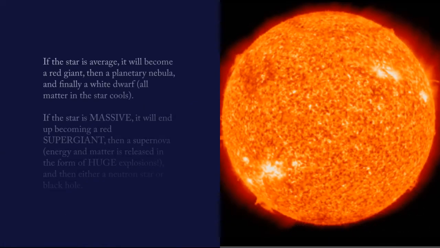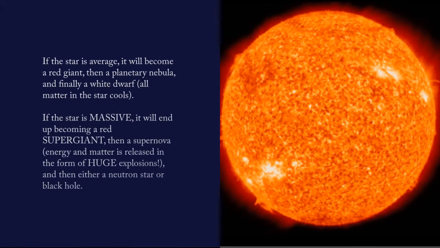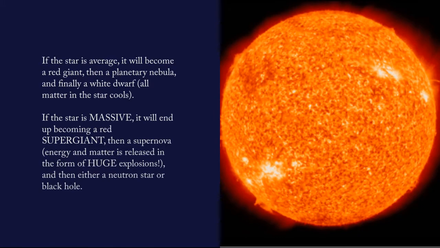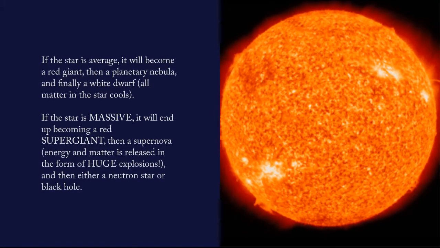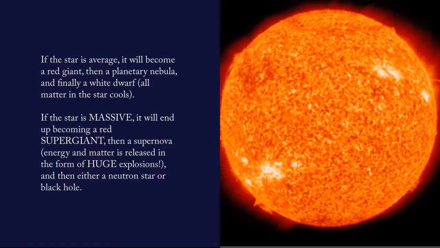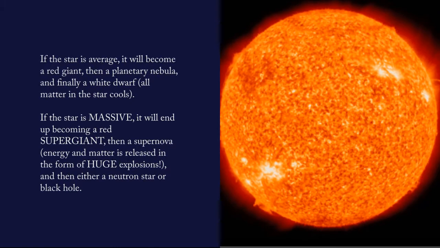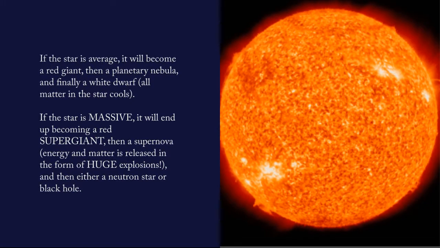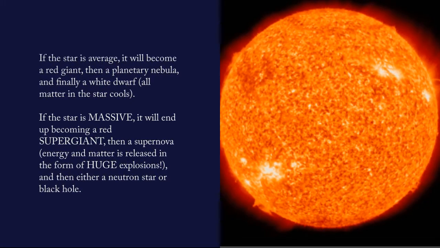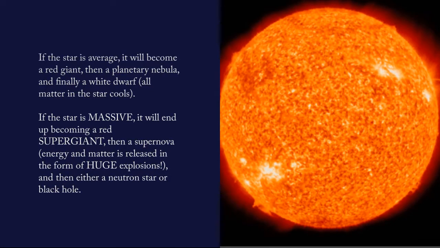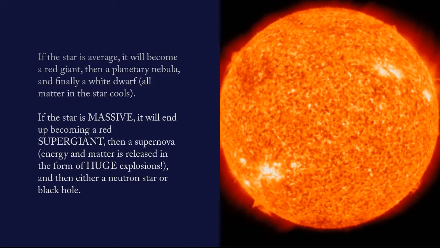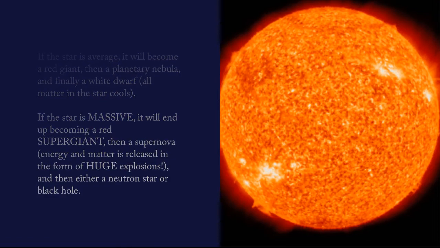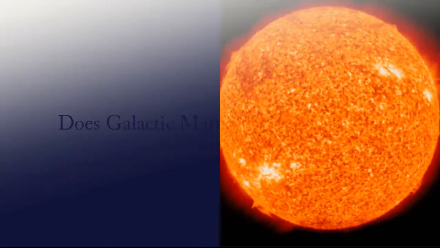If the star is average, like our sun, it will end up becoming a red giant, then a planetary nebula, and finally, after all the energy is released and all the matter is cooled, a white dwarf. If the star has more mass, it will end up becoming a red supergiant, then a supernova, and finally either a neutron star or a black hole, where a ton of mass is concentrated on one single point.